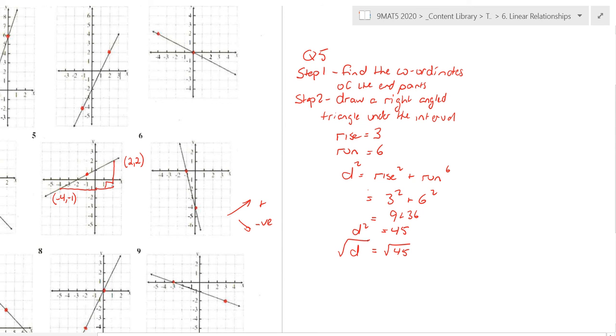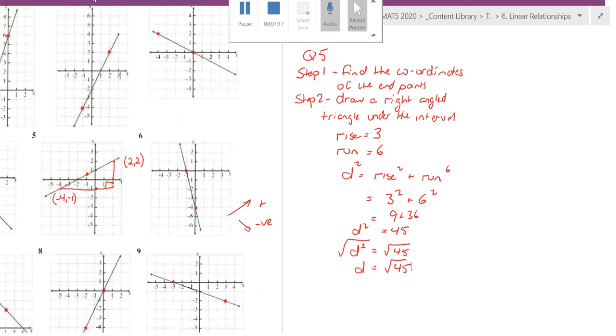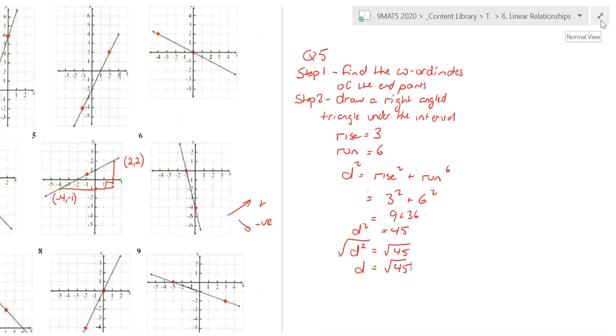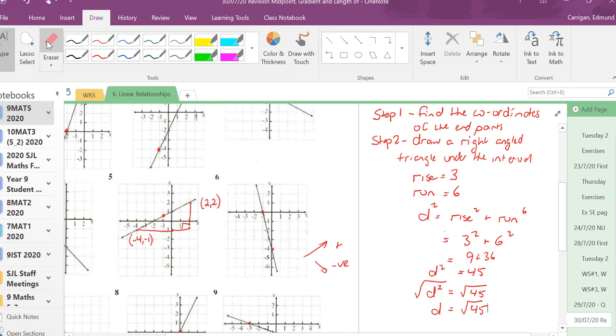Or you could put, to make it clearer, the square root of D squared is equal to the square root of 45. Square root of D squared is simply D, so D equals the square root of 45, and you can put it in your calculator to work out some values if you like. Alright, I'm going to do one more example. We'll do another one.